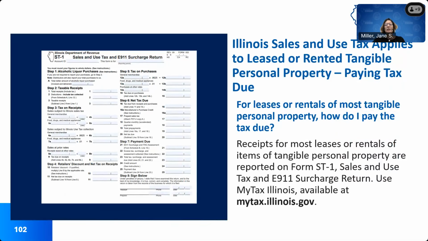And for leases and rentals of most tangible personal property, how do I pay the tax due? So receipts for the leases and rentals of personal property are reported on the Form ST-1, Sales and Use Tax and E911 Surcharge Return. So you use mytax.illinois.gov, which is the easiest way to file.